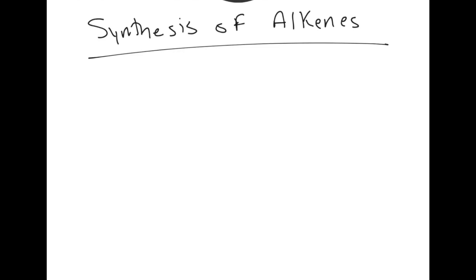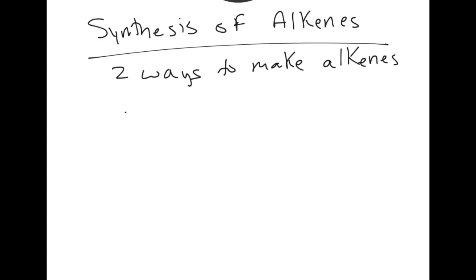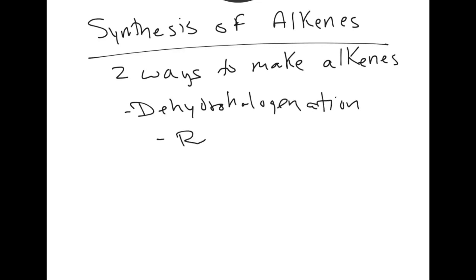Synthesis of alkenes. We have two ways to make alkenes. The first is dehydrohalogenation. So you remove HX from a molecule.